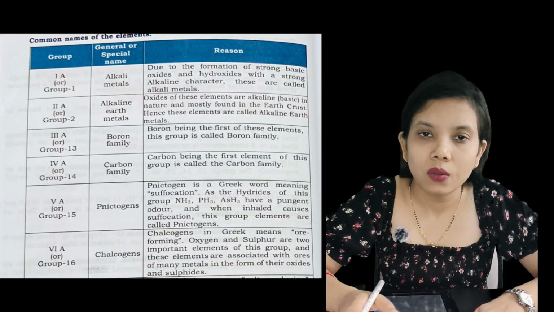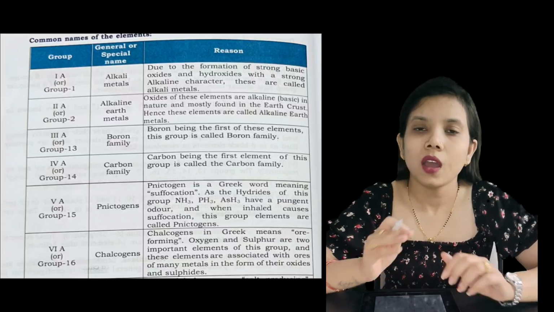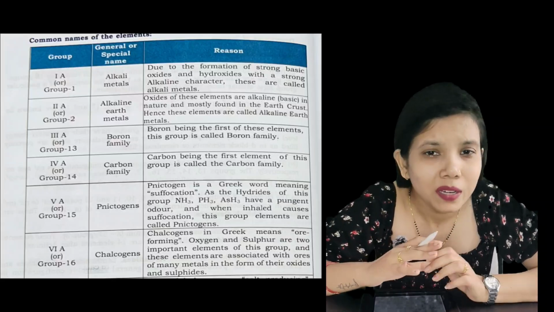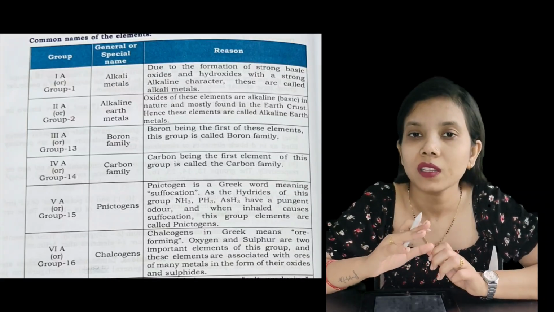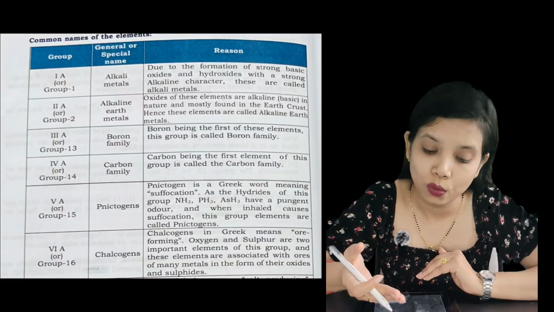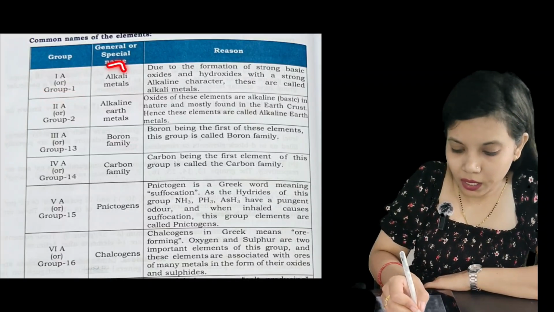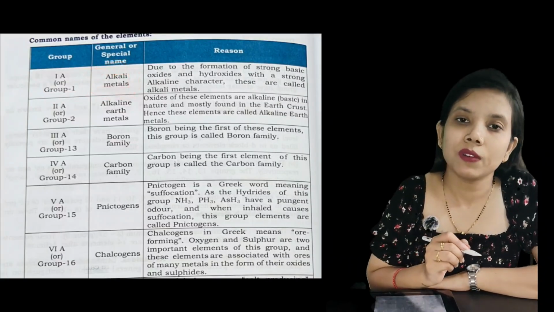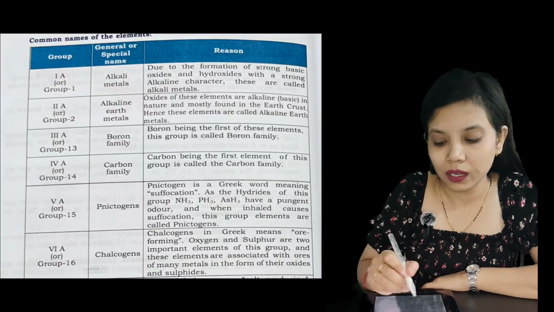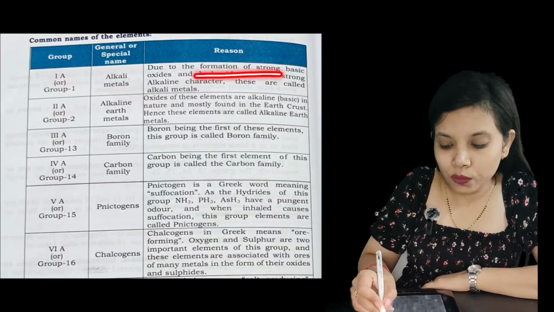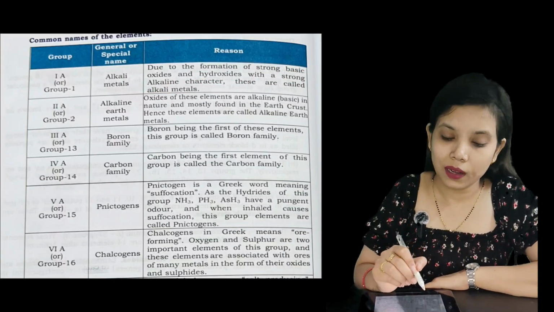So students, till now we have studied the description of periods and the description of groups. Now we are going to study some common names of the elements which we have arranged in the respective groups. What are their common names and why are they called so? If I talk about group number 1, they are called alkali metals. Why do we call them alkali metals? The reason is the formation of strong basic oxides and hydroxides with a strong alkaline character.